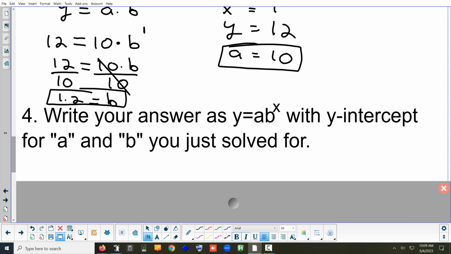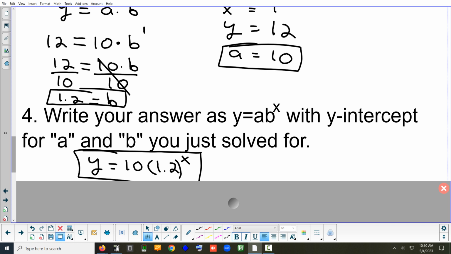All right, so let's write our final answer to this problem. Using the A and the B value that we just figured out, could somebody tell me what my final answer would look like? Yep. Y equals 10 times 1.2 to the power of x. Perfect. 10 times 1.2 to the power of x.